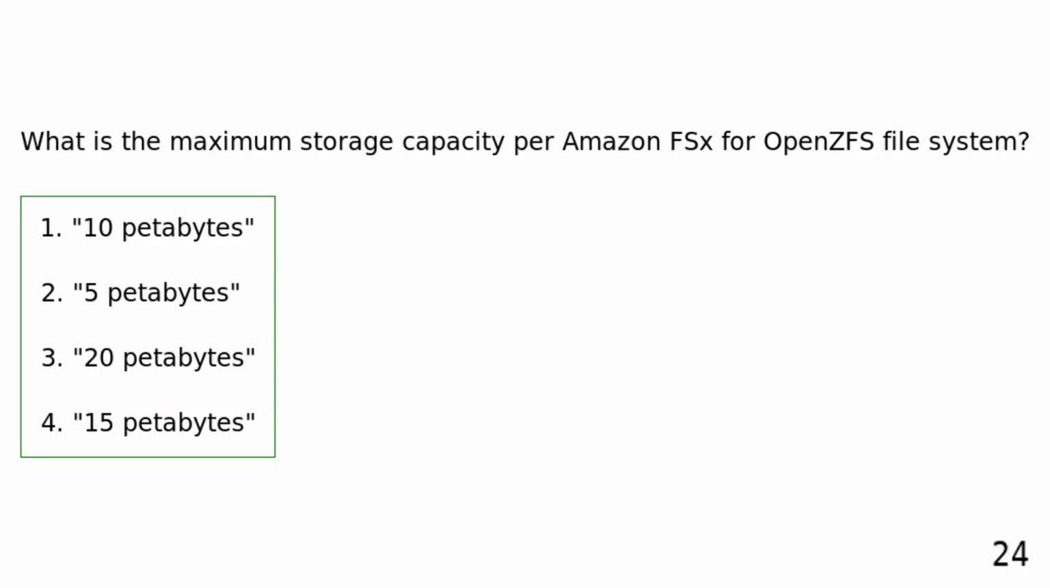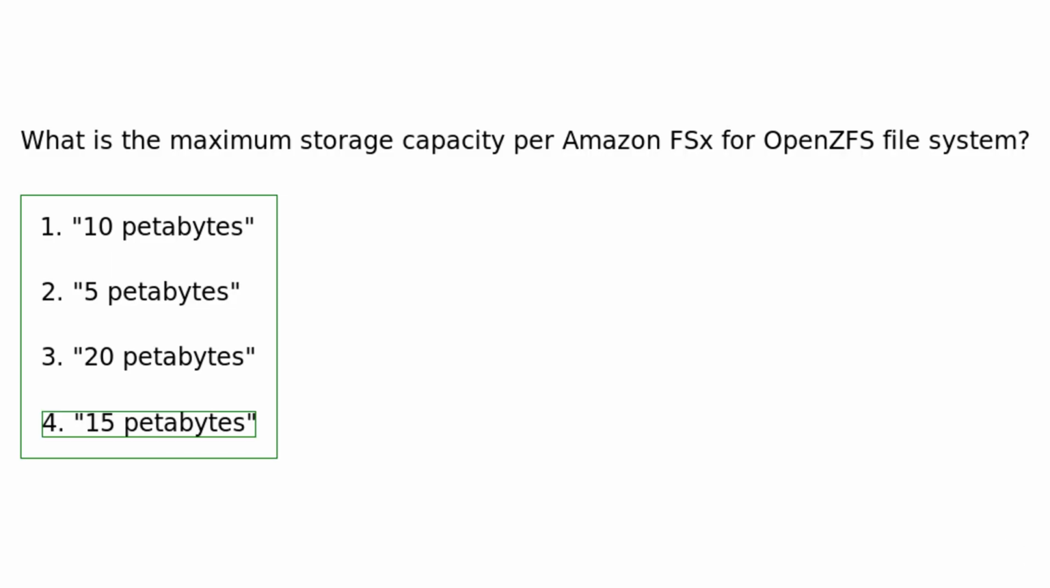What is the maximum storage capacity per Amazon FSx for OpenZFS file system? 10 petabytes. 5 petabytes. 20 petabytes. 15 petabytes. Amazon FSx for OpenZFS supports up to 15 petabytes of storage capacity per file system.